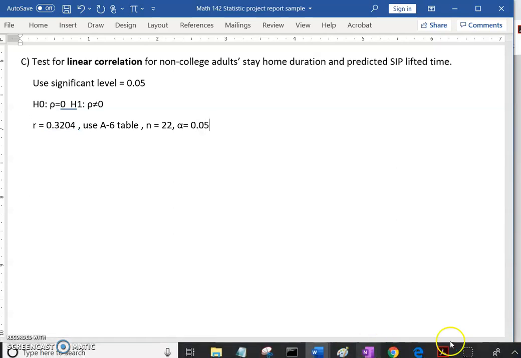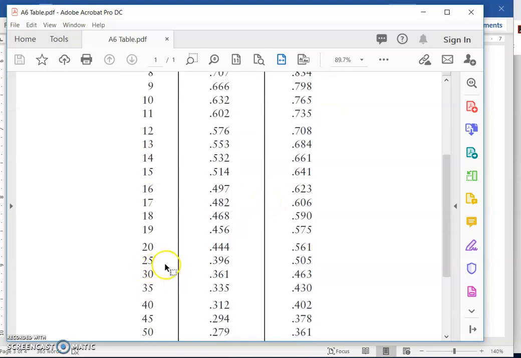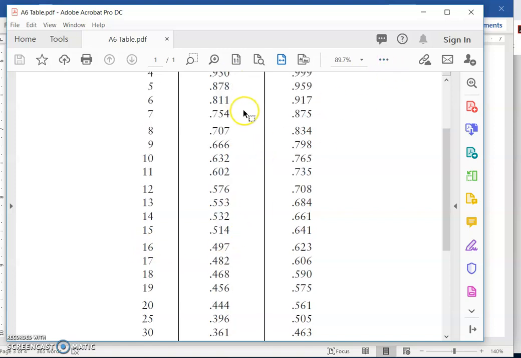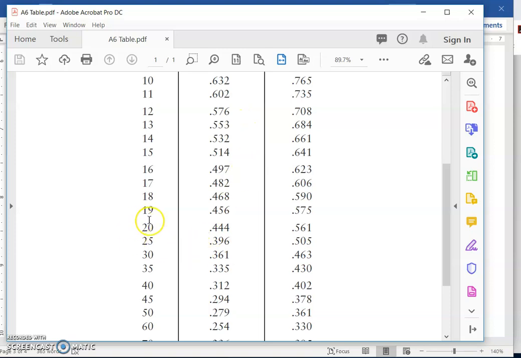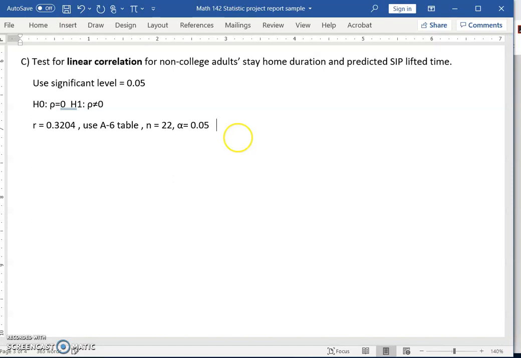So look up the A6 table. 22, right? There is no 22, so we just use the lower one, round down to 20: 0.444. Alpha equal to 0.05, 20, 0.444. So the critical value is equal to 0.444. It just saves more time. Otherwise, you have to enter all the data to do a hypothesis test for the p-value. The A6 table is more simple.